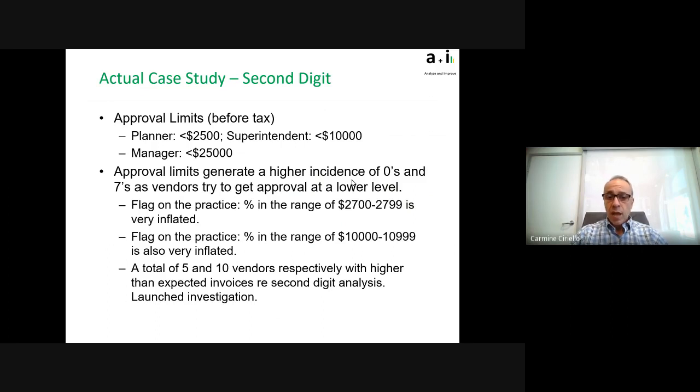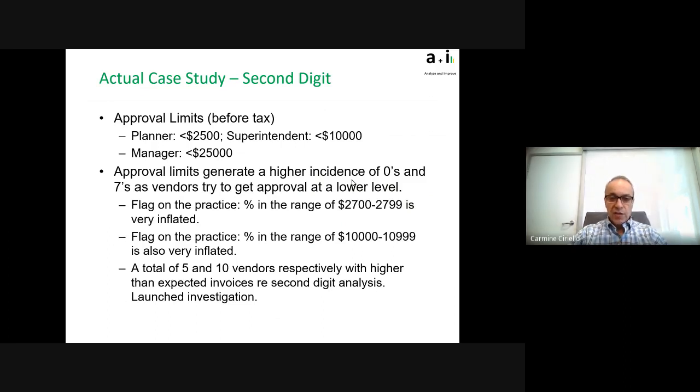Okay. And this is an example of one of the questions that just came up a few minutes ago, where sometimes certain numbers tend to show up more often than others. But in this case, it came up artificial because it had to do with the company's approval limits. So an approval limit of 2,500 meant that when you stay below 25 and you add the sales tax of the province, you were generating a lot of invoices, a lot of POs in that 2,700 range. So the 7 number shows up a lot.